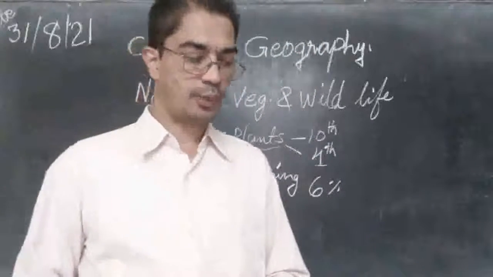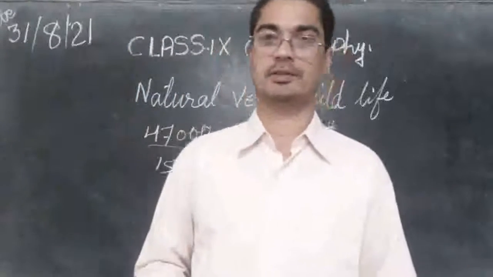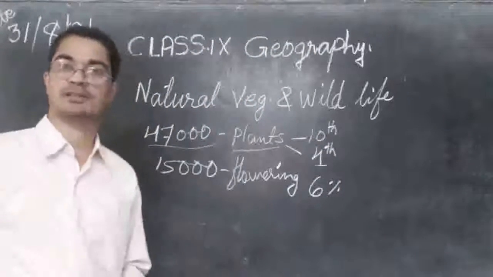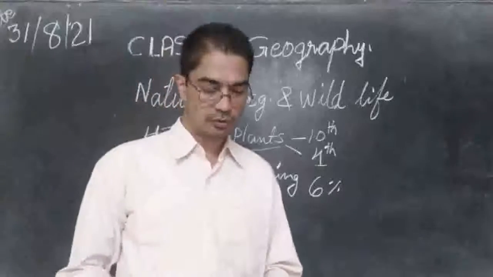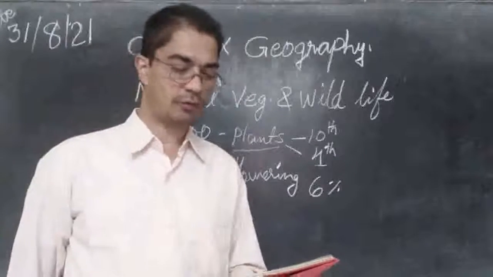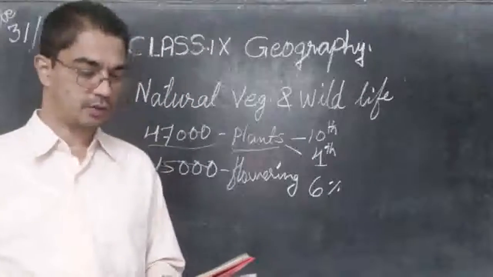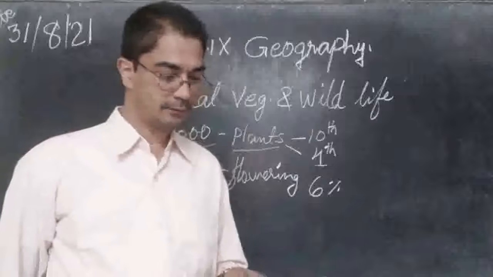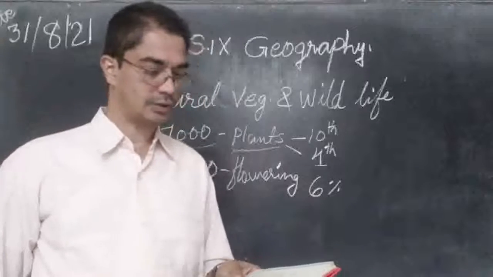The country has many non-flowering plants. So we said we have 15,000 flowering plants in India, and we also have a lot of other plants which are not flowering, such as ferns, algae, fungi and so on.